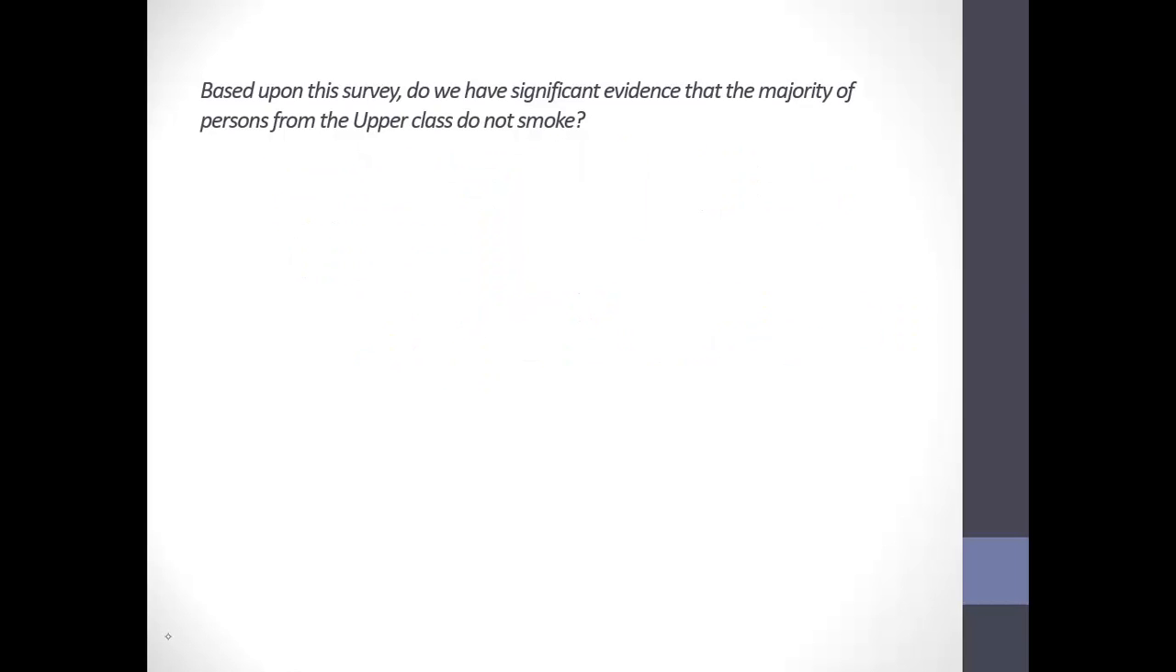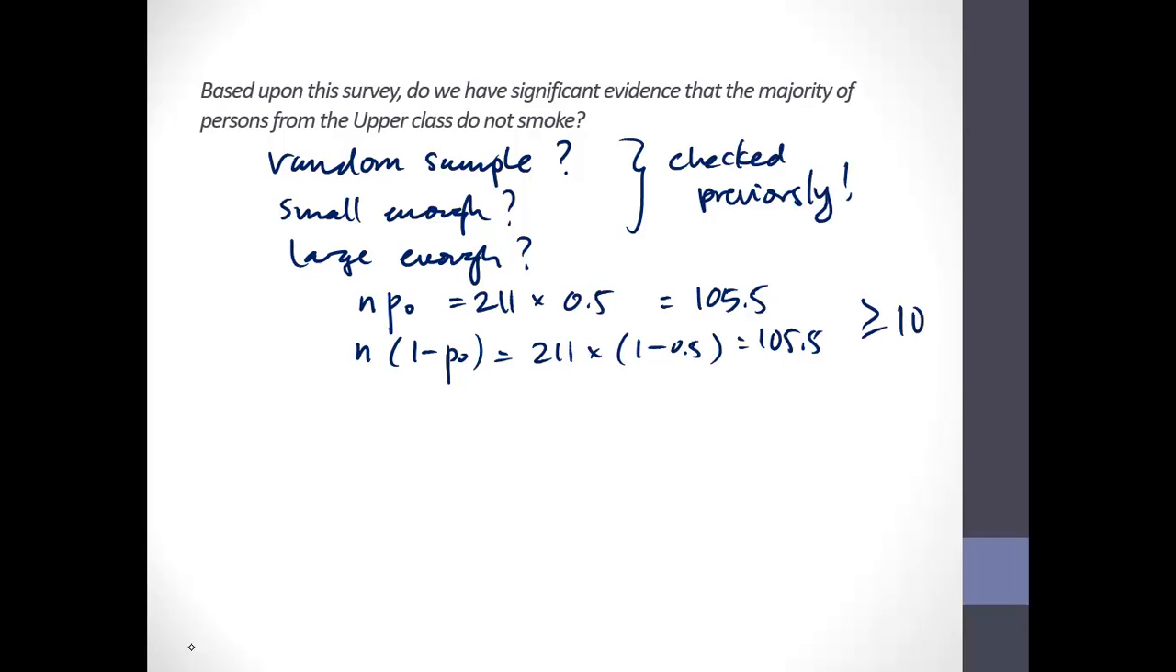Okay, so let's actually go about calculating our test statistic, p-value, all that good stuff. Actually, let me stay on this page. Again, p-hat is the number of upper class folks who do not smoke, so that's going to be 160 out of 211, which is 0.7583.